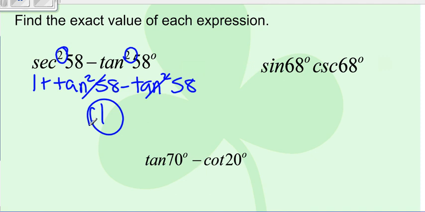So I would like you to please try the next two there on your own and see how it goes, and we'll talk about them in class. So go ahead and pause the video and work through them.